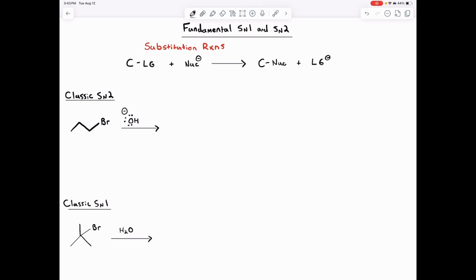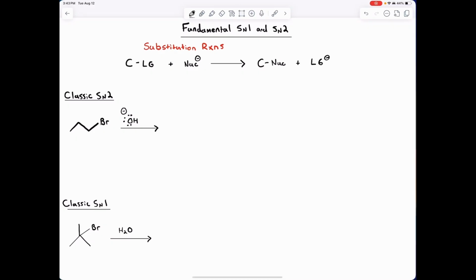Let's talk about the fundamentals of SN1 and SN2. I have a unique way of teaching students SN1 and SN2, and what I will say is it involves you taking a bit of a leap of faith. I am going to show you what SN1 and SN2 look like in full detail. What I want you to do is follow along, but also don't put pressure on yourself.